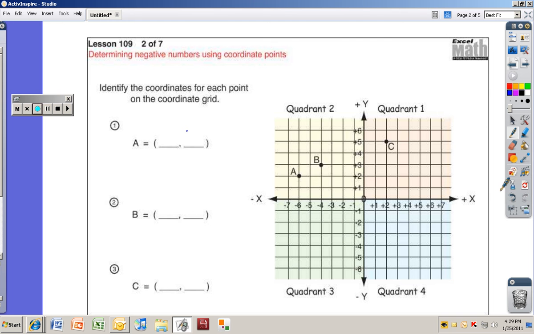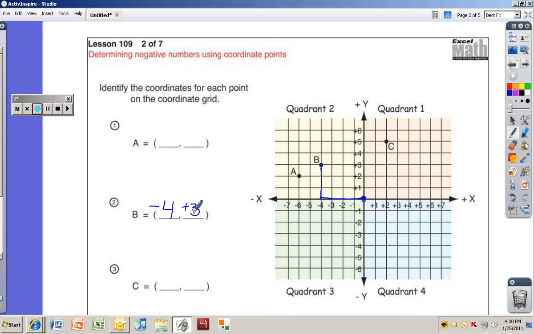All right, B. We're looking right here. Same type of idea as the last one. We're starting right here at 0. To get there, we're going to what first? -4, and then what? Positive 3. So the answer is -4, positive 3.